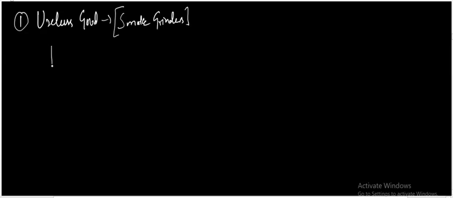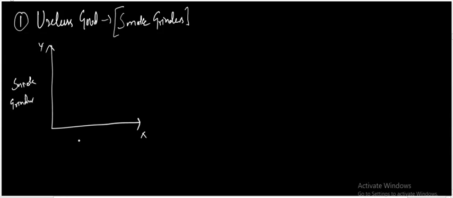Now, if I plot the two commodities, where I plot smoke grinders on the y-axis and, say for example, I plot wheat on the x-axis. The only good that is going to give me the additional satisfaction is the wheat, not the smoke grinders. Therefore, the indifference curve in this case, or the utility curve in this case, will be something like this.